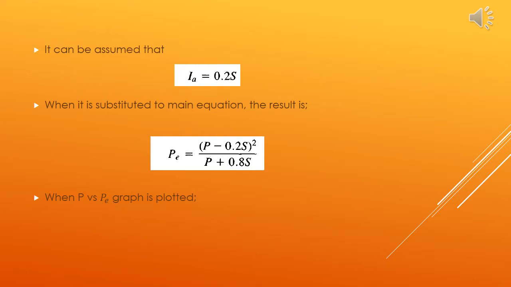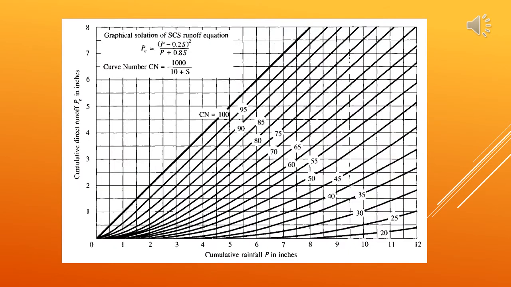When the P versus Pe graph is plotted, in the above equation, whenever you give a precipitation, you are going to get this relation with the direct runoff. When we plot this, we are going to have this. As you see in this graph, the cumulative rainfall P in inches is plotted against the cumulative direct runoff in inches.